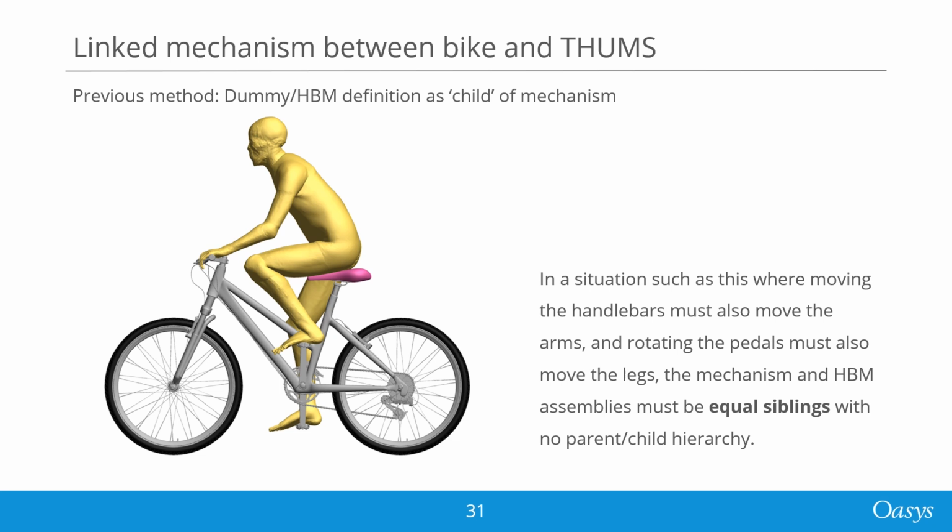In a situation such as this, where moving the handlebars must also move the arms, and rotating the pedals must also move the legs, the mechanisms and thumbs assemblies must be equal siblings, with no parent-child hierarchy. So what we've done is converted the thumb's definition into a mechanism and connected it to the bicycle in 5 places. 2 hands on the handlebars, 2 feet on the pedals, and buttocks on the seat.